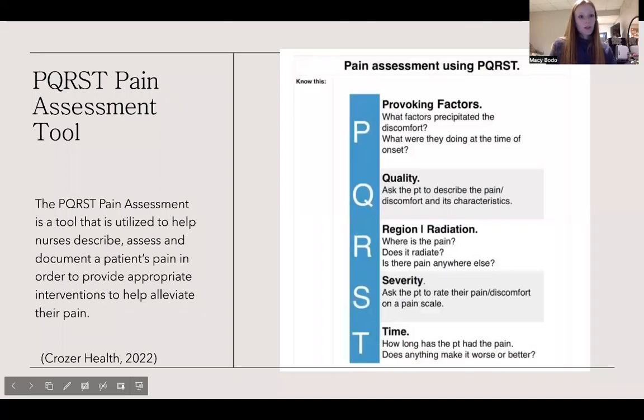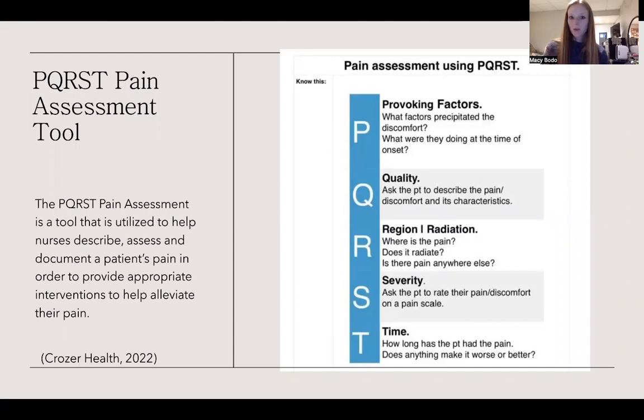So the PQRST pain assessment tool is the first one I'll be talking about, and this is utilized to help nurses describe, assess, and document a patient's pain in order to provide appropriate interventions to help alleviate their pain. So I included a little graphic here that explains the different letters and what they mean.